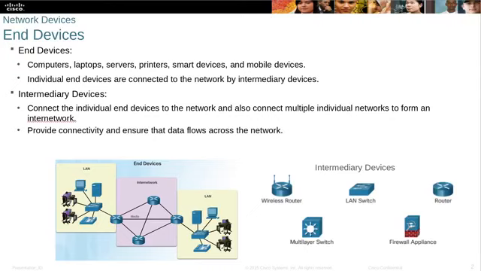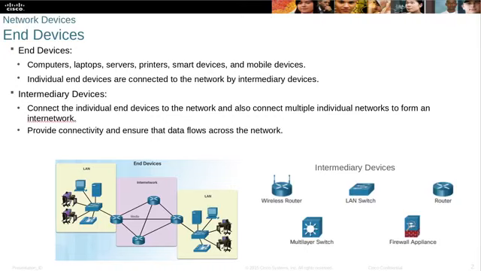Network devices. So we have end devices. End devices being things like, for instance, PCs, laptops, servers, printers. An end device is effectively something that initiates a data transmission session or terminates a data transmission session, as opposed to an intermediary device, which is something that data flows through.